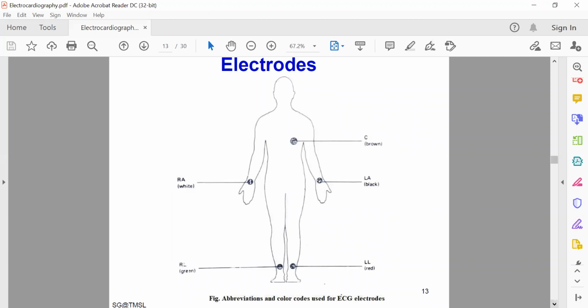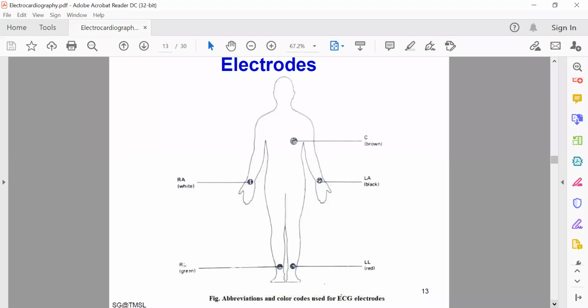So next is the electrodes that are used in ECG measurement. A number of electrodes are usually affixed to the body of the patient for recording an ECG. Now these electrodes are connected to the ECG machine by the same number of electrical wires. These wires which come from the electrodes to the ECG machine are called leads. We will discuss it later.